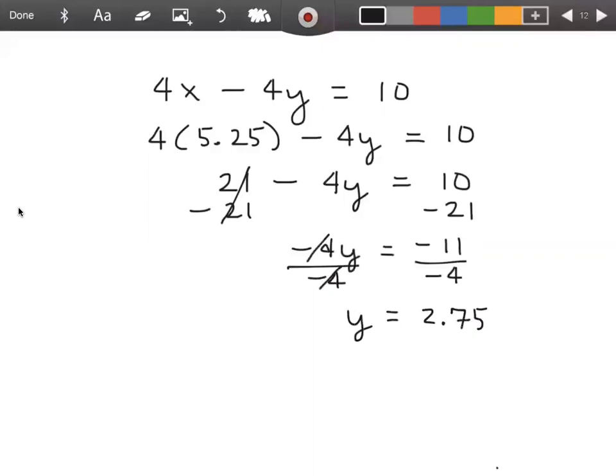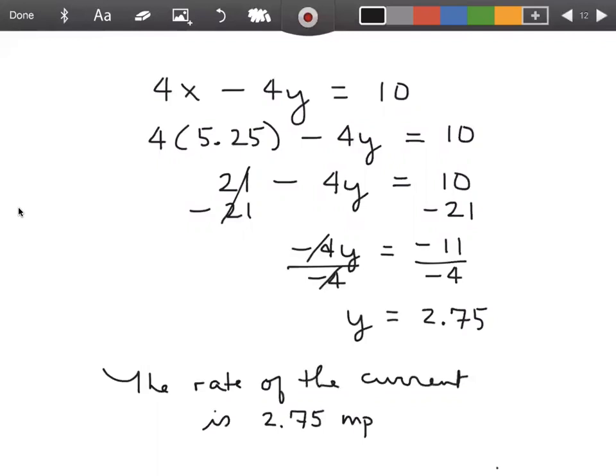Okay, now this is a little unusual, but in this problem, they had only asked for the value of y. They asked, what is the rate of the current? So I would write my answer like this. The rate of the current is 2.75 miles per hour. All right.